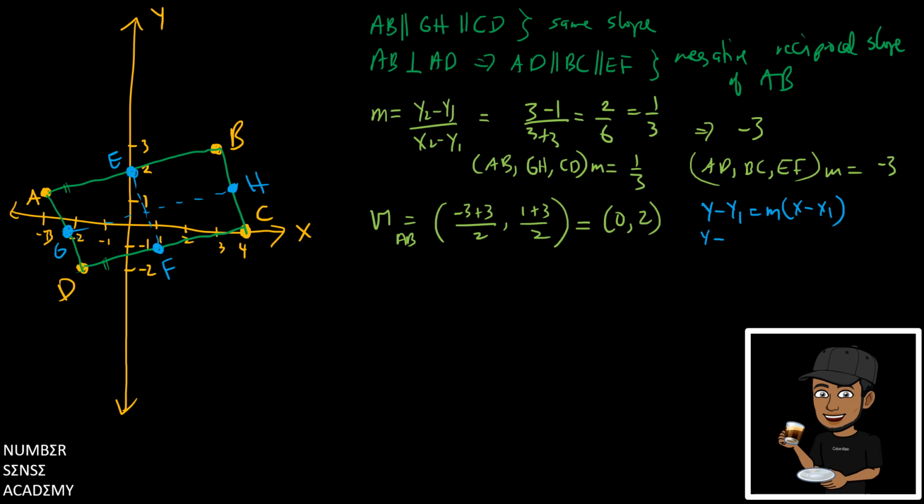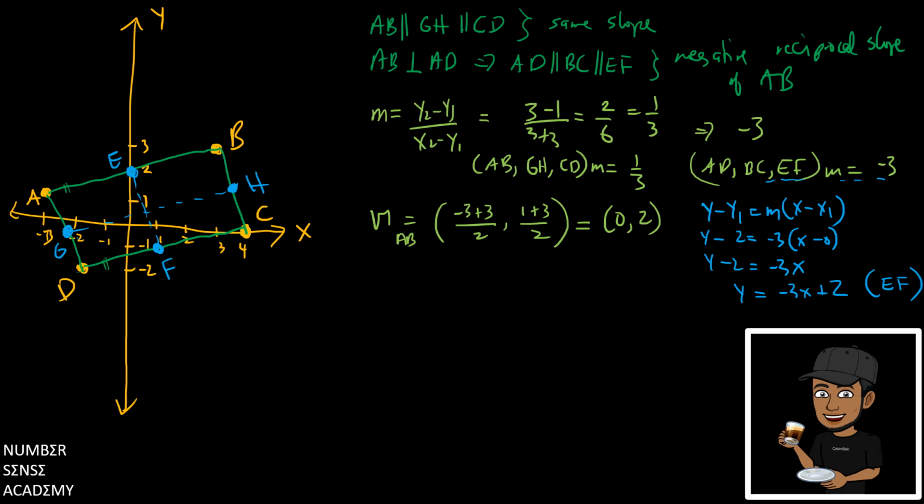So y minus 2 is equal to, remember the slope of EF is -3, we got that over here, -3, and then x minus 0. So I have y minus 2 equals -3x, right? Because -3 times 0 is 0. So I end up with y is equal to -3x plus 2. This is for EF. Yay, that's good. I'm glad that's out of the way.